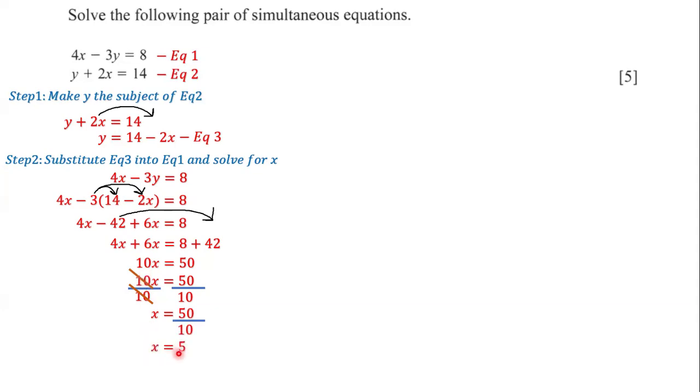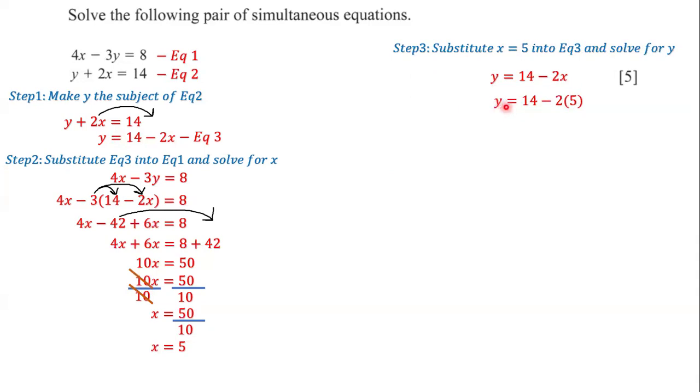Now that we know what x is, we have to use our value for x to solve for y. We're going to substitute x is equal to 5 into equation 3 and solve for y. Equation 3 states that y is equal to 14 minus 2x. Remember, we know that x is 5, so let's substitute that into this equation.